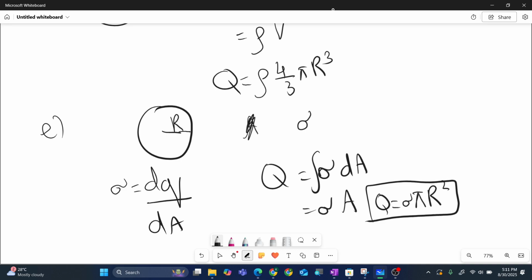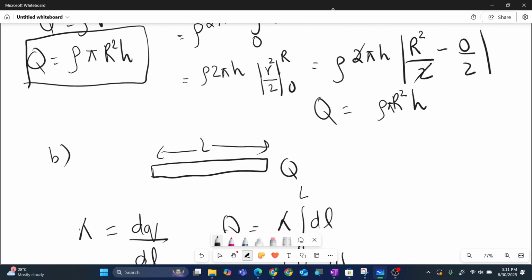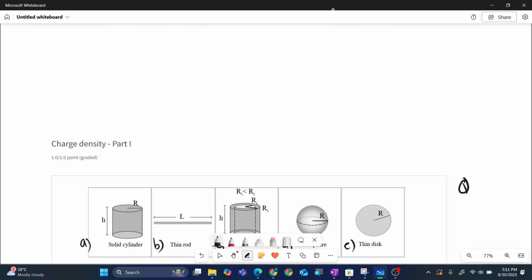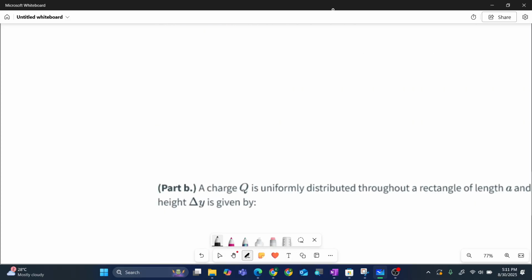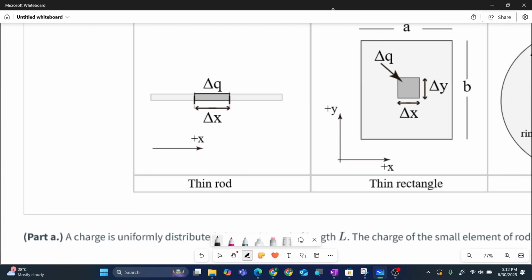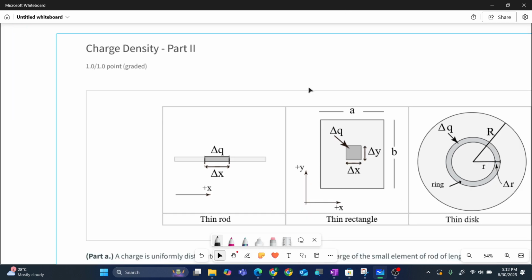So this was our first task on calculating the total charge using the charge densities, and then we're going to build on this, and talk about calculating the electric field due to a charged rod, a charged ring, a charged disk, a charged cylinder, and so on. Now let's do the charge density task 2. Here is the task. Pause the video and have a go at this task.